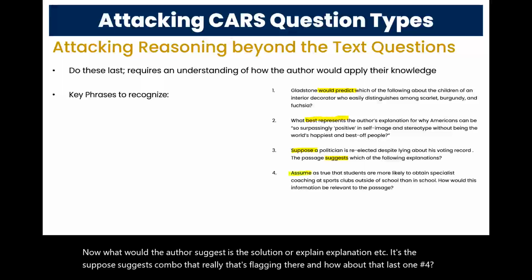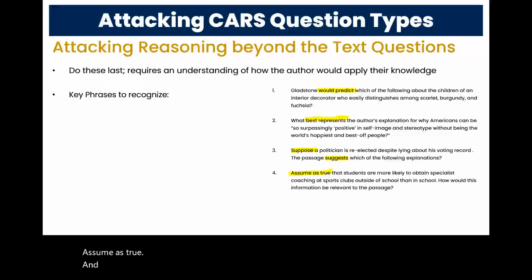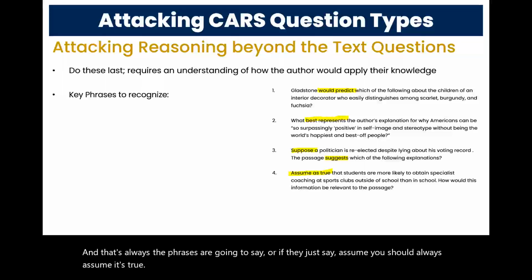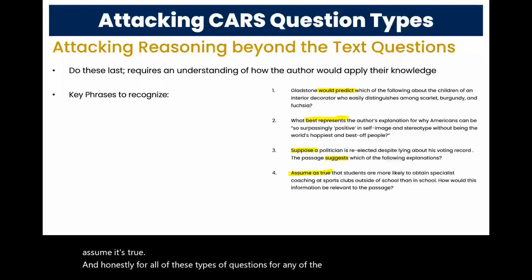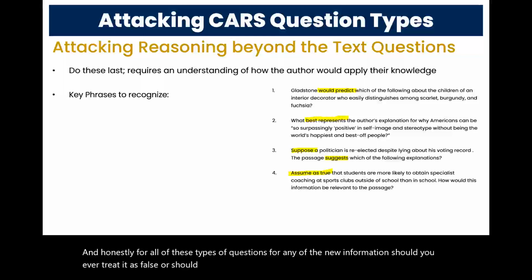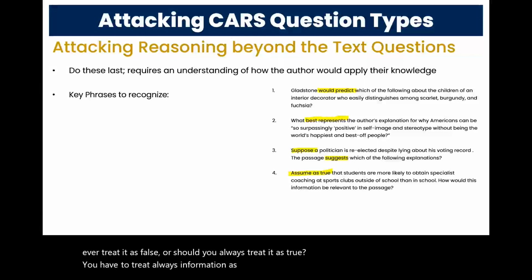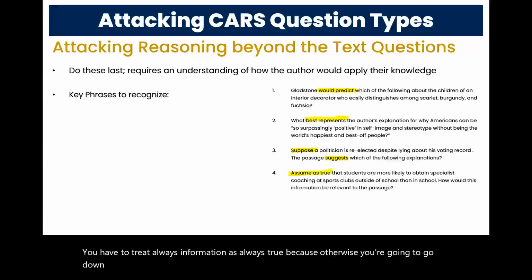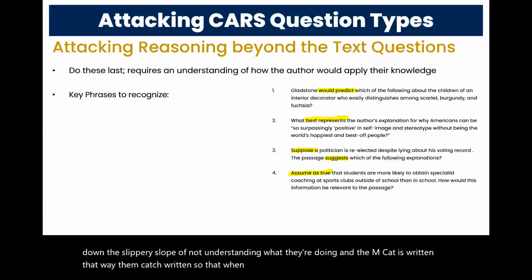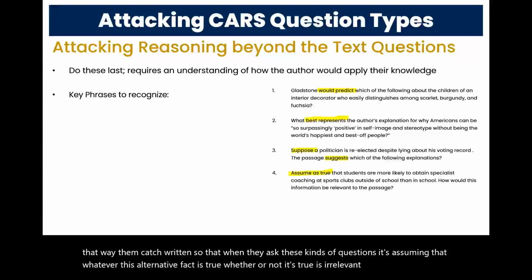"Assume as true." And that's always the phrase they're going to say, or if they just say "assume", you should always assume it's true. And honestly, for all of these types of questions, for any of the new information, should you ever treat it as false, or should you always treat it as true? You have to treat the information as always true, because otherwise you're going to go down the slippery slope of not understanding what they're doing. And the MCAT is written that way. The MCAT's written so that when they ask these kinds of questions, it's assuming that whatever this alternative fact is, is true. Whether or not it's true is irrelevant, but you need to assume it's true straight up.